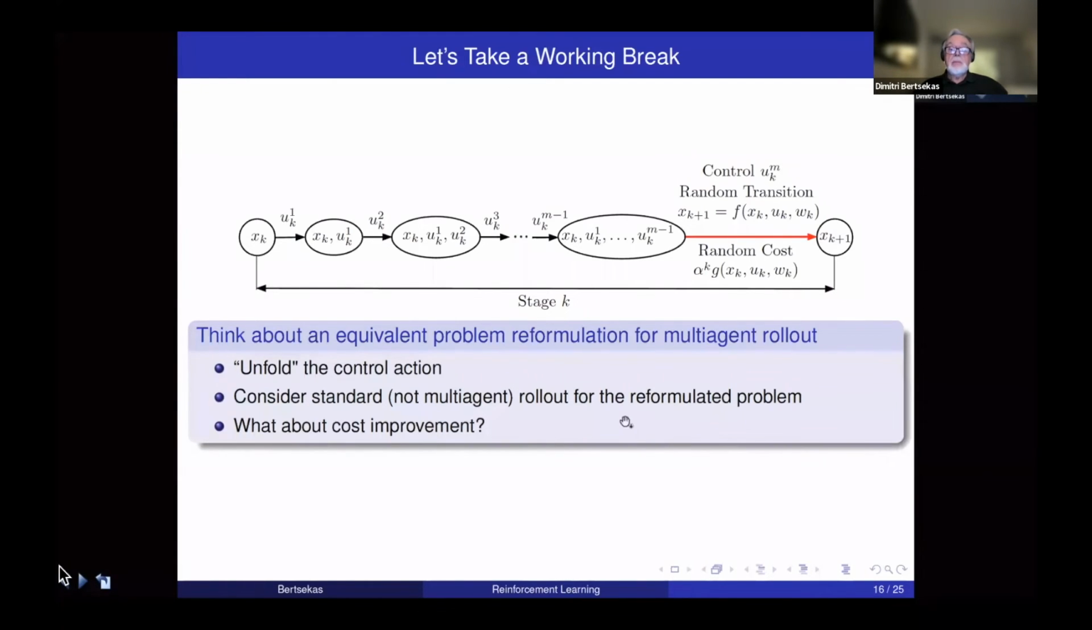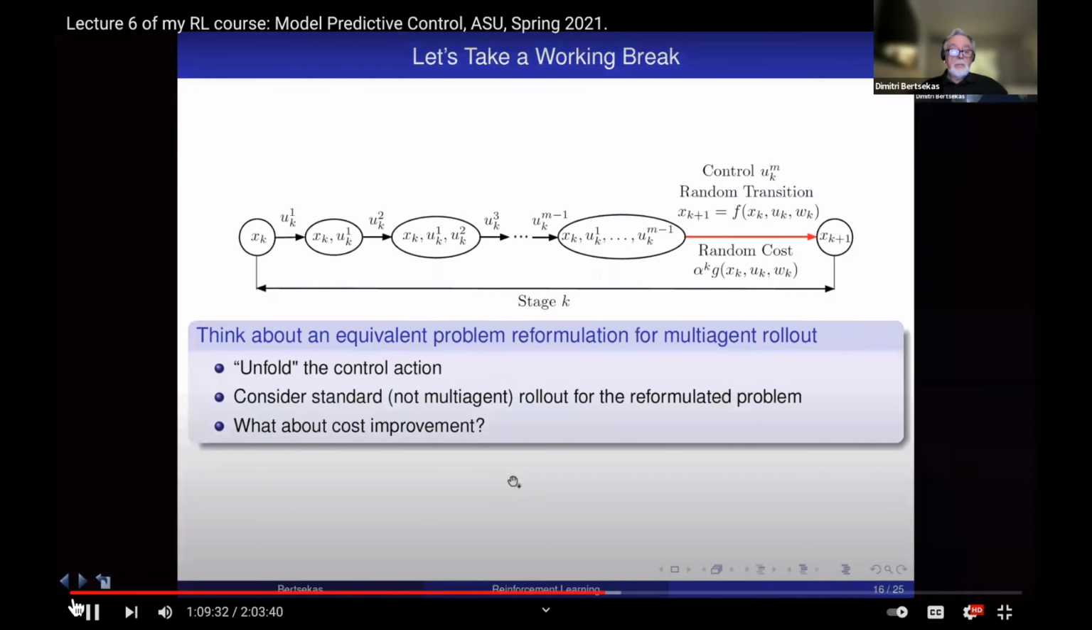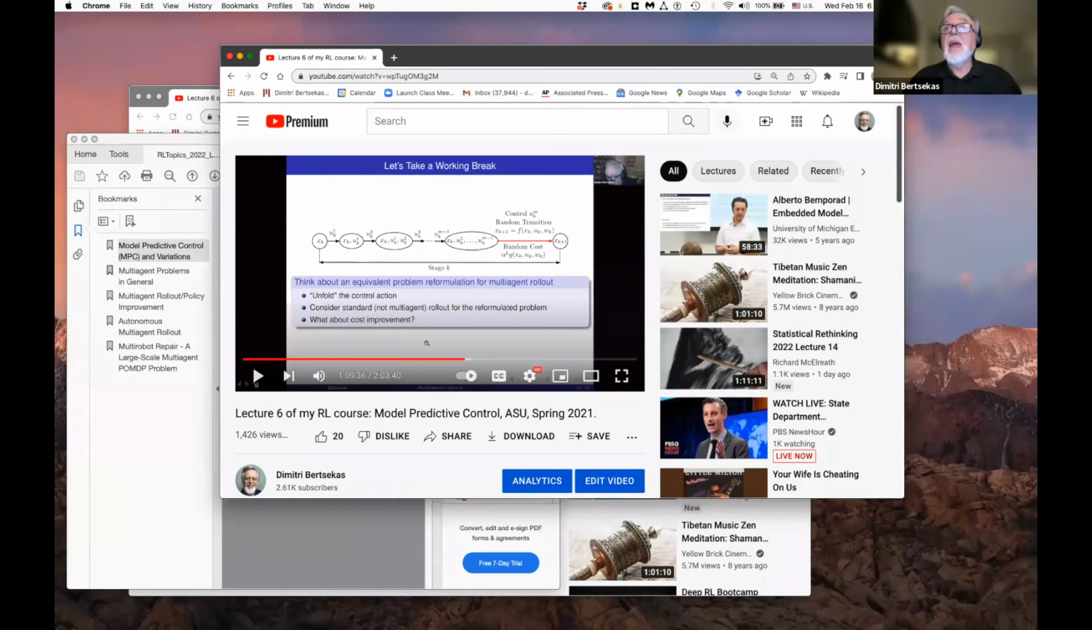And I want you to think about applying standard rollout, not multi-agent, standard rollout to this reformulated problem, which involves choices of one component at a time. And also think about cost improvement, how it comes into play in the context of this standard rollout. So think about all this, the transition from standard rollout to multi-agent rollout, this reformulation, which involves a more complicated state space, but a simpler control space. We're going to take this break for 15 minutes and come back at 6 o'clock, let's say. Okay, guys, we're taking a break for 15 minutes, and we'll get back. Think of this question if you wish, and we'll discuss it after we come back.